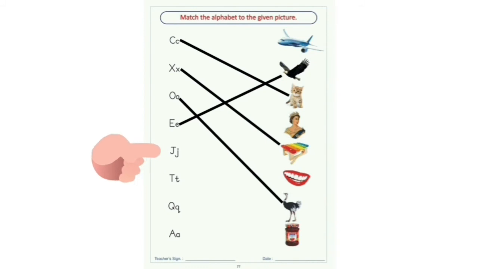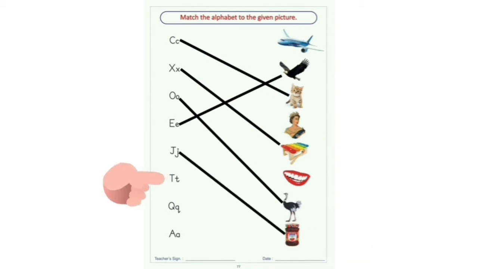This is alphabet J, J for jam. So you will match alphabet J with jam. This is alphabet T, T for teeth. So you will match alphabet T with teeth. This is alphabet Q, Q for queen. So you will match alphabet Q with queen.